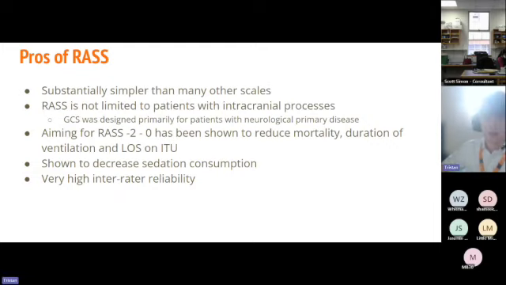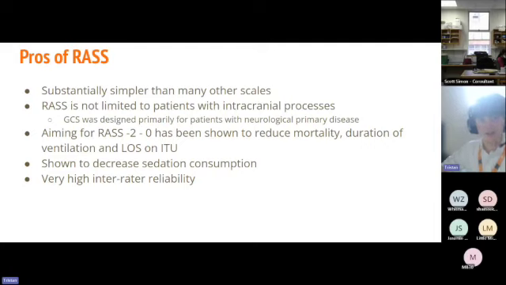In terms of comparing RASS to other systems, the one that's also commonly used is things like GCS. RASS is much simpler than GCS. It's a single metric rather than a 3-metric system. Again, GCS is mainly designed for patients with a neurological or intracranial process going on, whereas RASS deals with sedation more so.